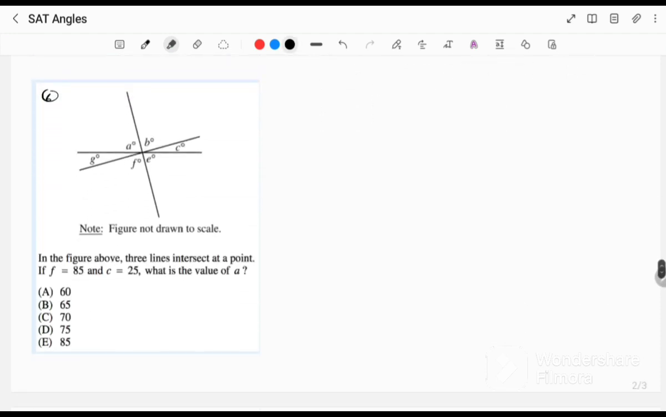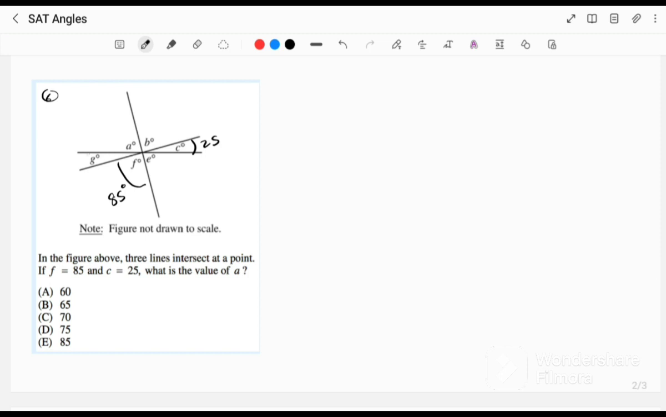For our next example, we have three lines that intersect at a point, and we're told that f is equal to 85, and we're also told that c is equal to 25. What is the value of a?